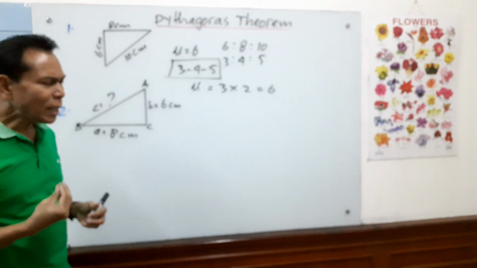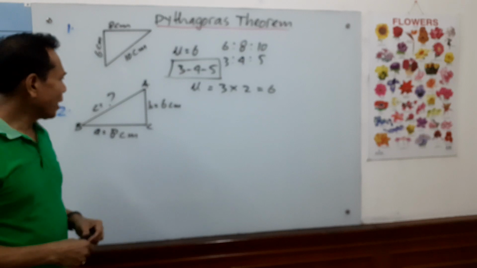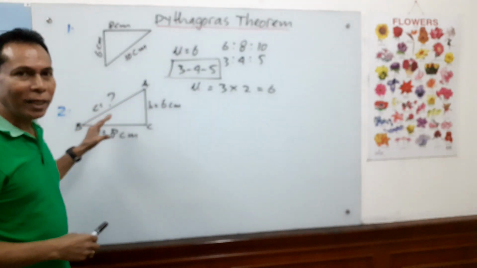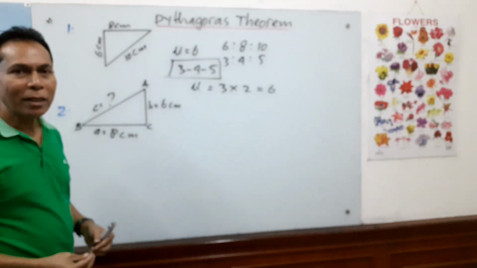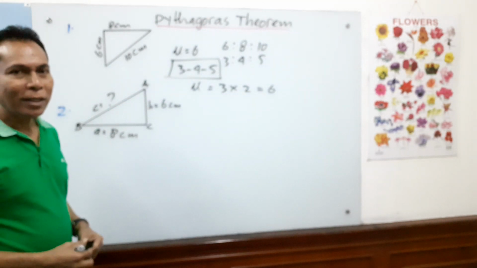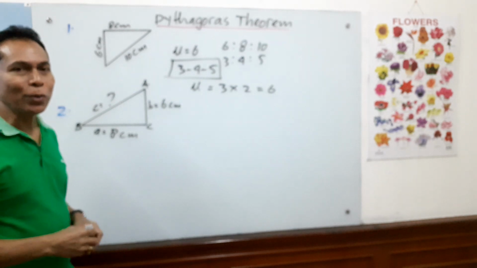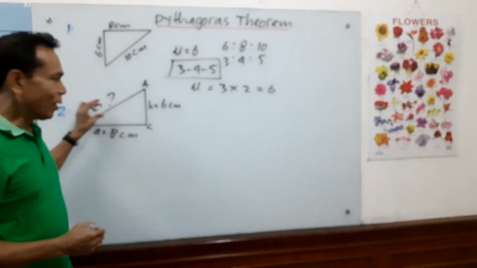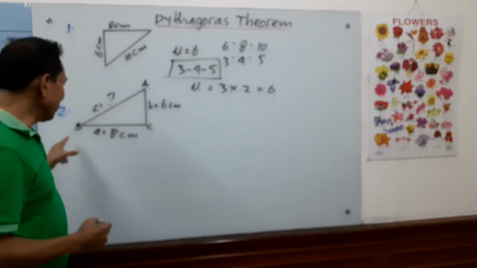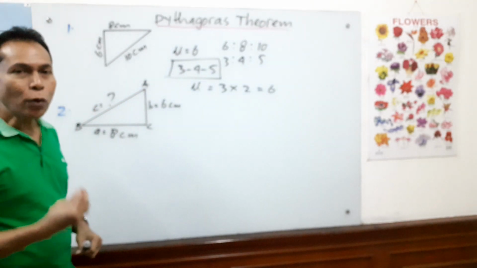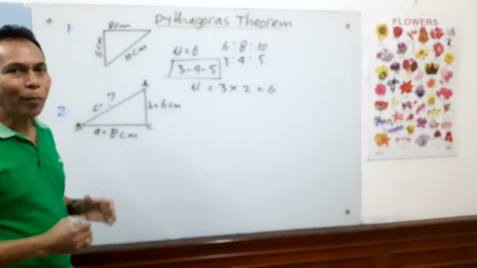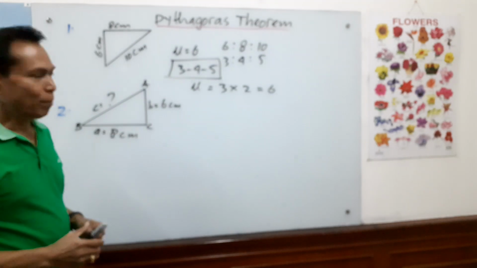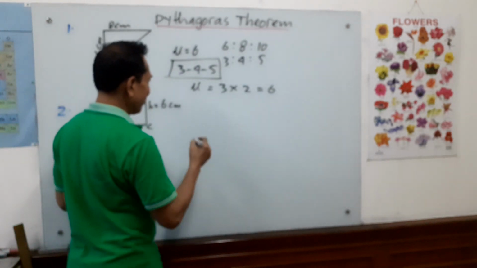Okay, the words of the formula is like this: the square of the hypotenuse equals the sum of the squares of the other two sides. I repeat one more time. Square of the hypotenuse, which is AB, equals the sum of the squares of the other two sides. Okay, so we put in the formula.